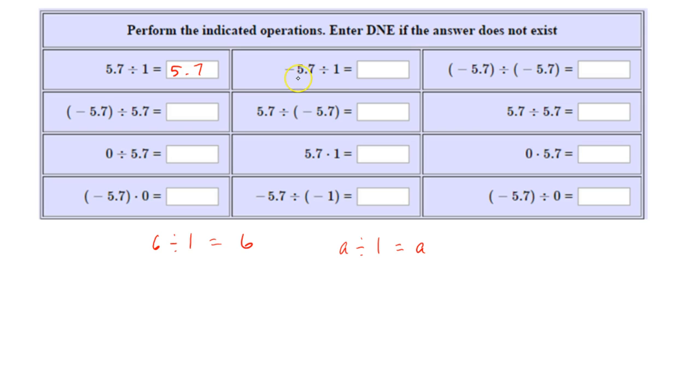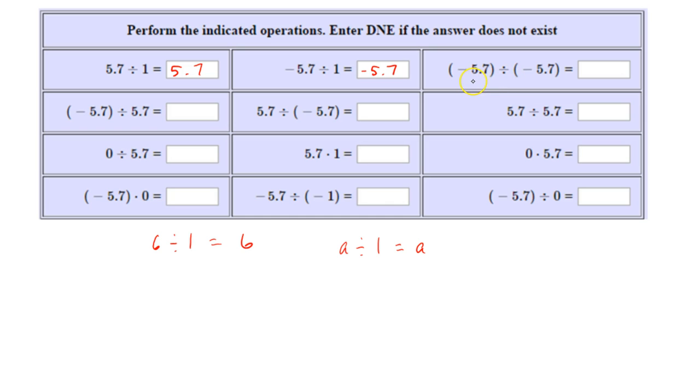So in this next one, we're dividing negative 5.7 by 1. Okay, well, that's asking how many 1's are in negative 5.7. And the answer is negative 5.7. Let's look at the next one.